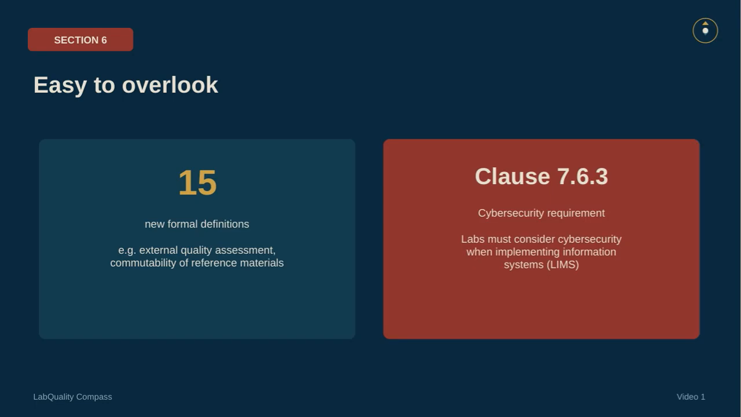Now, let's focus on cybersecurity requirements for labs, especially when they implement information systems like LIMS. This is covered under Clause 763, which introduces new formal definitions to clarify expectations. Cybersecurity might seem easy to overlook, but it's crucial. For example, it impacts external quality assessments and how reference materials remain reliable and consistent. This section reminds us that protecting data and systems is a key part of maintaining lab quality.